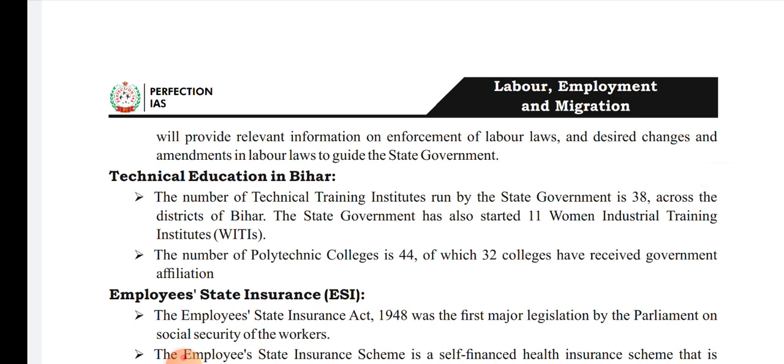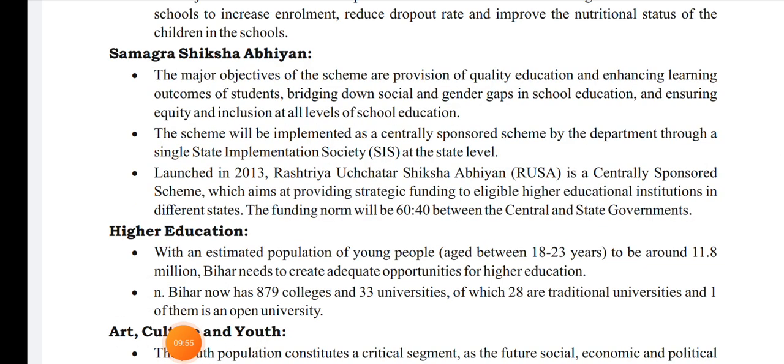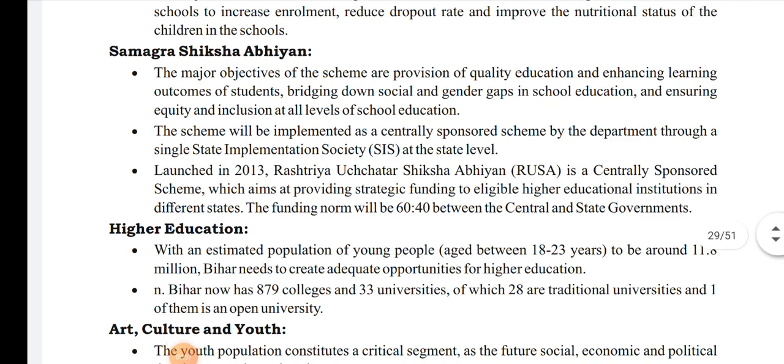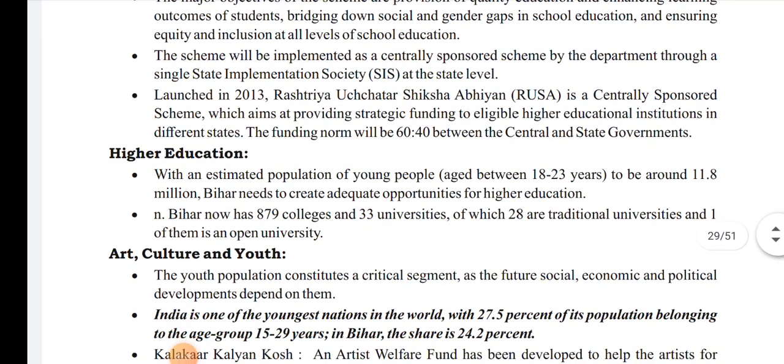So friends, now talking about higher education, this text says that with an estimated young population between 18 to 23 of around 11.8 billion, Bihar needs to create adequate opportunity for higher education.